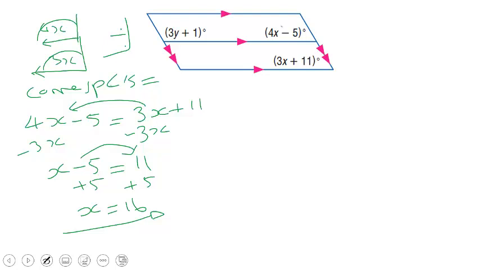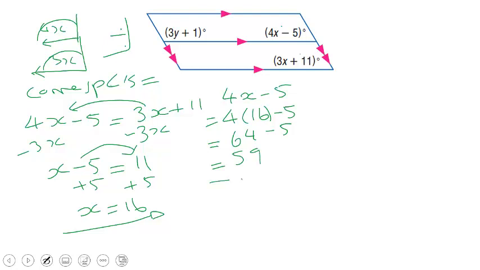Now if I wanted to calculate those two angles, I would say 4x minus 5, 4 times 16 minus 5, which is equal to 64 minus 5, which is equal to 59. So this one here is 59 and this one here is 59 because corresponding angles are equal to each other. Now let's calculate for y.